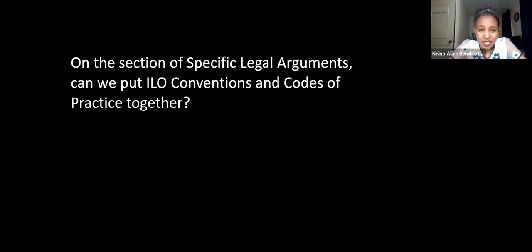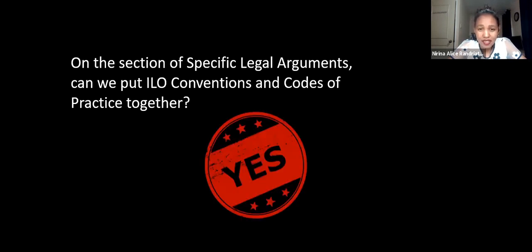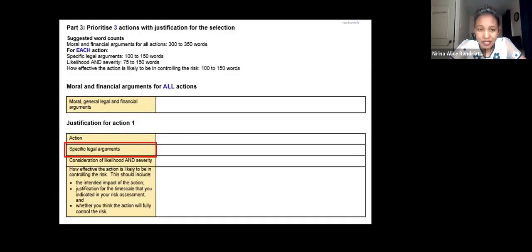Next question, on the section of specific legal arguments: can we put ILO conventions and codes of practice together? The answer is yes. Although the requirement is "or", so it's ILO convention or codes of practice or ILO recommendation. If you want to put both, no problem, as long as there's at least one of those. We are talking about this section, by the way, part 3. This is where you select your 3 actions, and for each action, you need to justify using specific legal arguments. The legal arguments must be taken from ILO. It can be an ILO convention, ILO recommendation, or ILO codes of practice. So if you want to put both convention, recommendation, codes of practice, no problem.